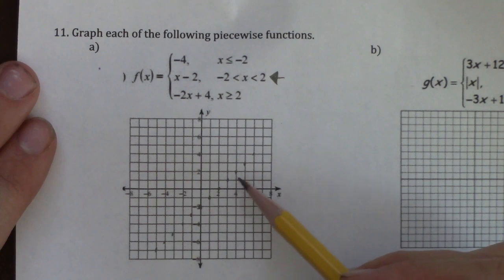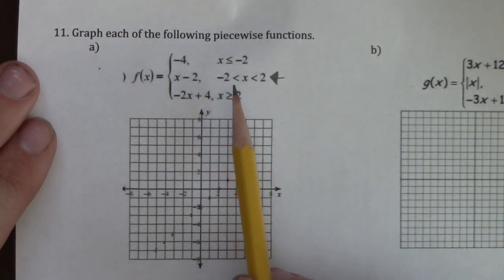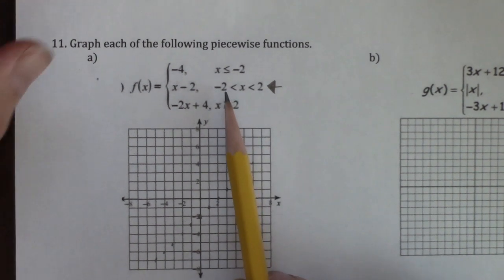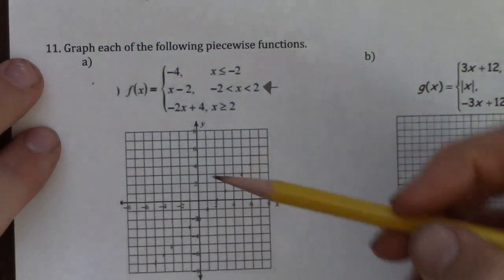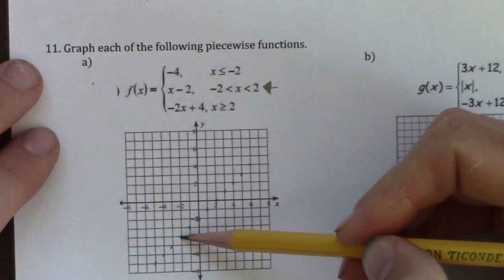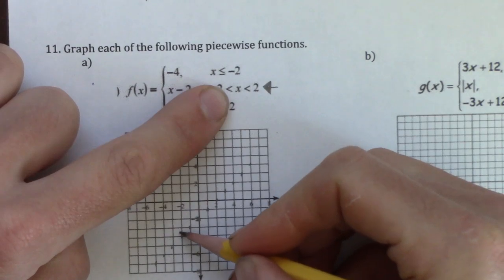Here's the deal though, I don't get to keep the dots everywhere. I only get to keep the dots from negative 2 to positive 2. So what I'm going to do is I'm going to start at negative 2. And at negative 2, I'm going to come down to my graph. And what I'm going to do at this point is, because there's no bar underneath my inequality, it's going to get an open circle.